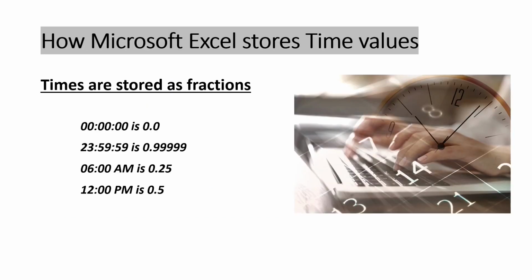So Microsoft Excel stores times as fractions and it starts with 0. So at 12 a.m., which is 0 hours, 0 minutes and 0 seconds, that is considered as 0.0. And when the day ends, that is 23 hours, 59 minutes and 59 seconds, that is considered as 0.99999. As we know, a whole number 1 is considered as one full day. So in that way, 0.5 is half of the day, that is 12 p.m., and 0.25, that is 1/4 of a day, that is 6 a.m. in the morning. So in that way, any moment of the day can be calculated as a fraction which can be converted into corresponding time.